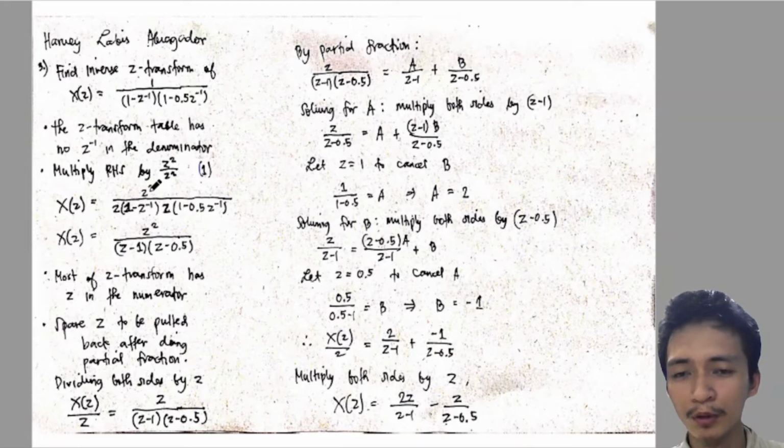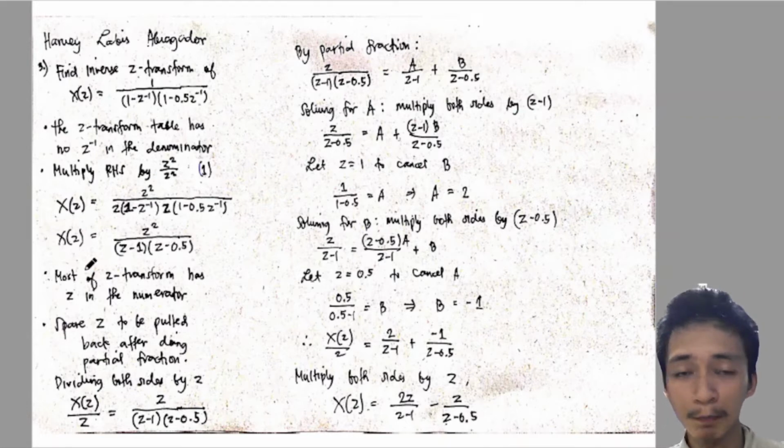So if we multiply by that z squared over z squared, we get z squared over z times this part and z times this part. If we distribute the z, we get z squared over z minus 1 times z minus 0.5. Because we did this, we now have a form which is present in the table.